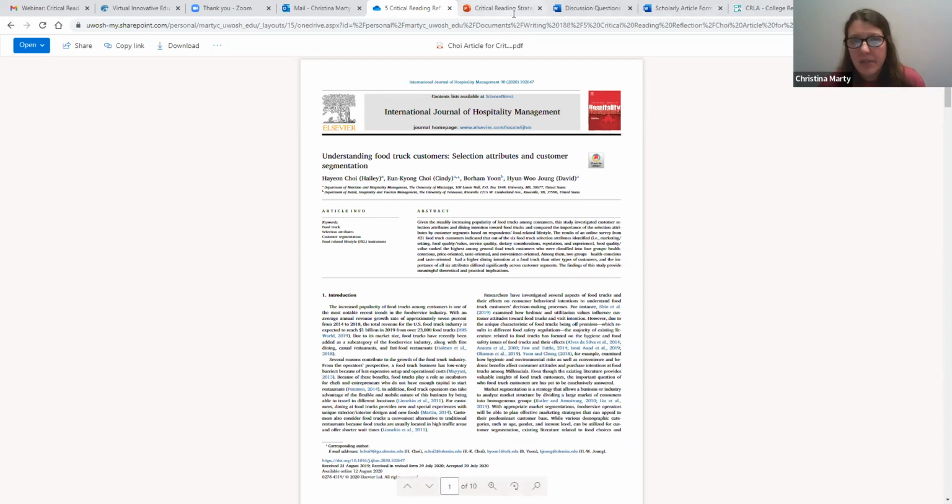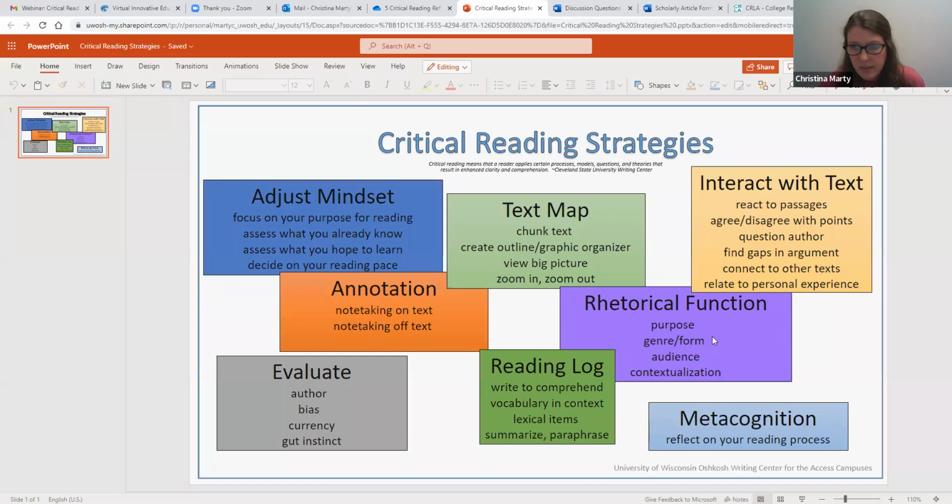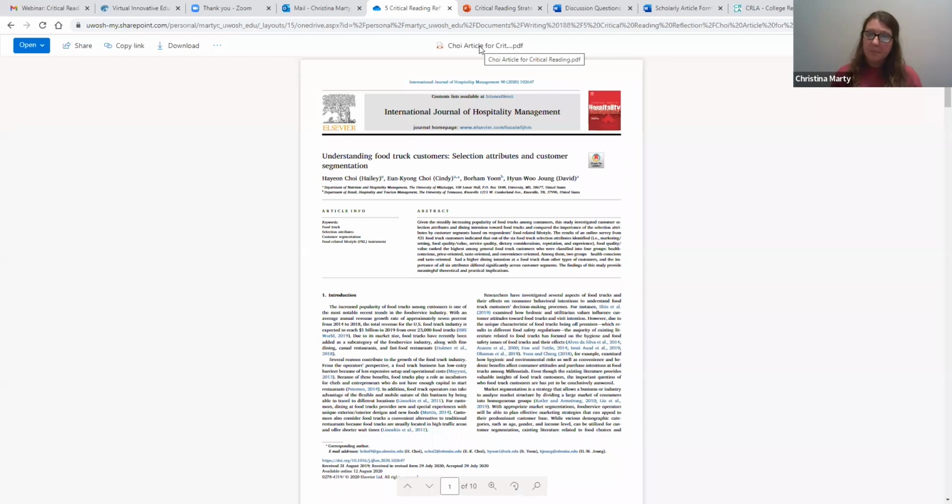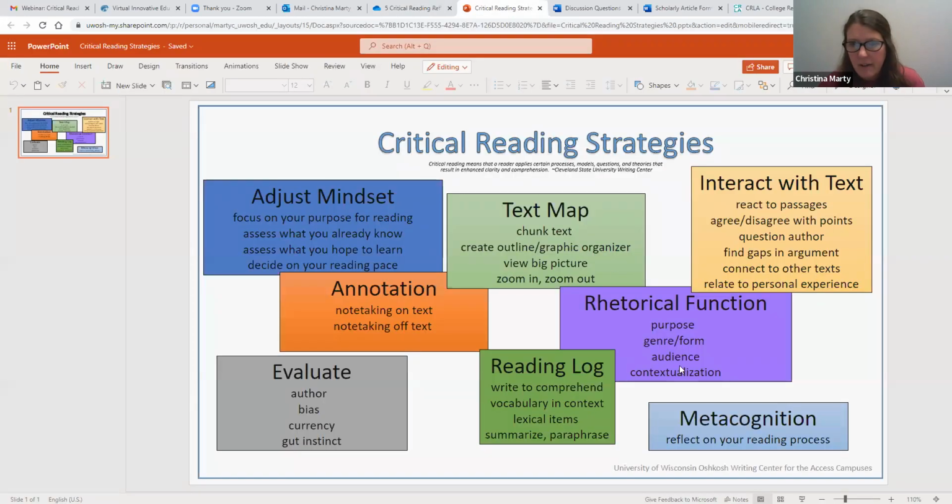Going back to the critical reading strategies, the next thing on the list would be genre or form. So this is a scholarly peer-reviewed article that we're tackling. How is this different from an article, say, on WebMD? Or how is this different from an article maybe on National Geographic or something like usatoday.com? How are these different?